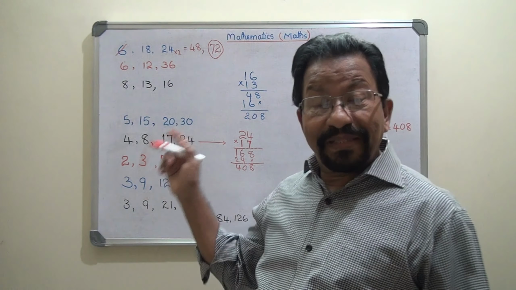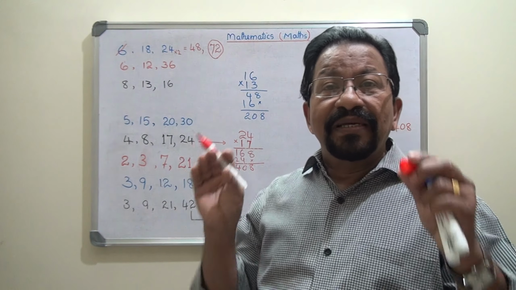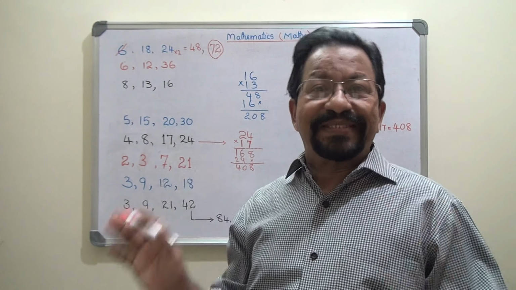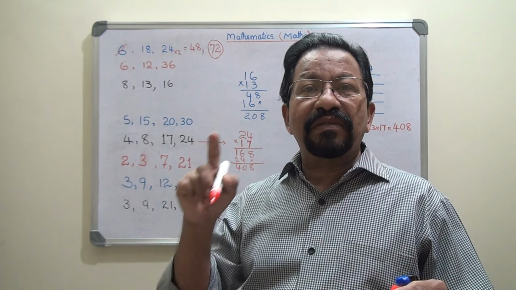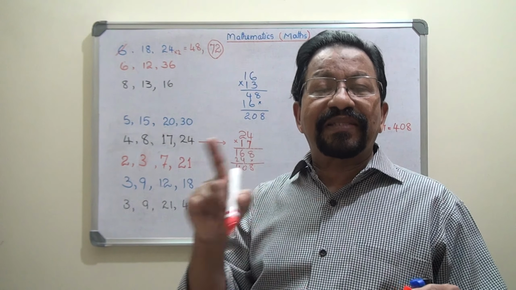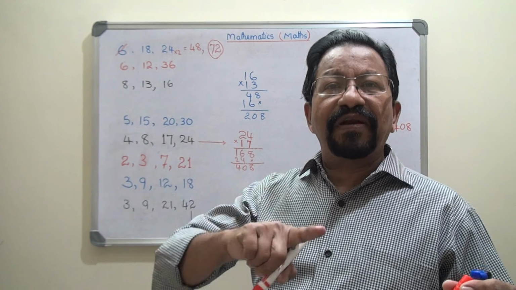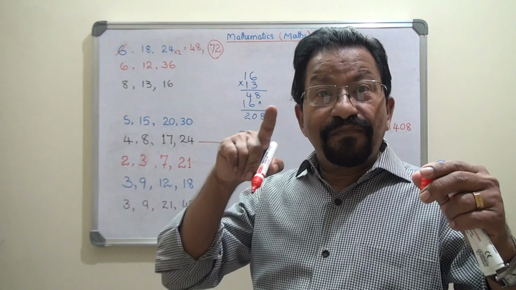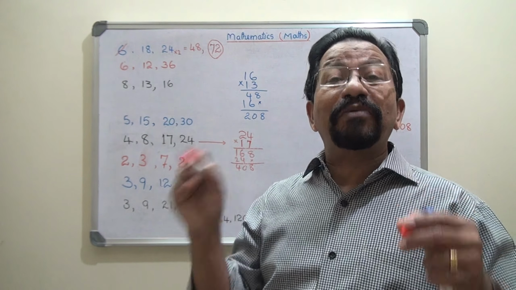Clear? By the way, do you know what is a prime number and a composite number? A prime number means the number does not have any factor other than 1 and the number itself. For example, 2 is a prime number, the factors are 1 and 2. 3 is a prime number, factors are 1 and 3. 5 is a prime number, factors are 1 and 5. 7, 1 and 7. But 4 is a number having factors 1, 4 and 2 also. So 4 is a composite number.